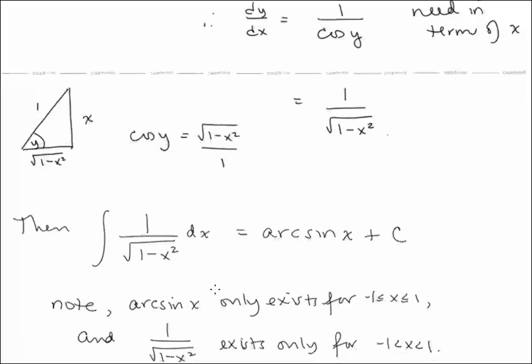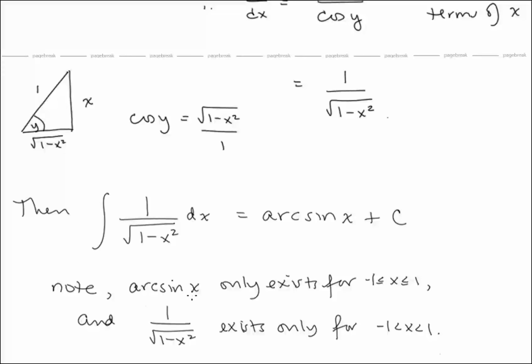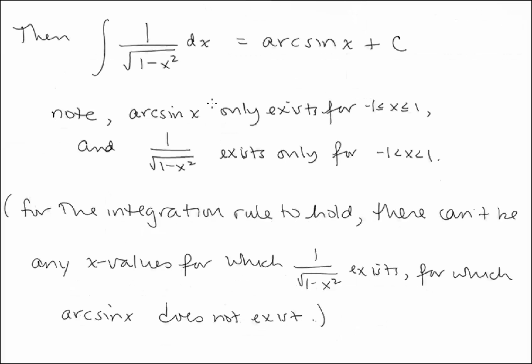Now one thing I want to point out, arc sine of x only exists for x values from negative 1 to 1. And 1 over radical 1 minus x squared only exists for x values between negative 1 and 1. So I just want to point out that in order for this integration rule to hold, there can't be any x values for which this does not exist. And there aren't, so that's fine.